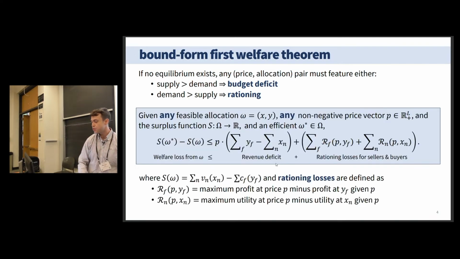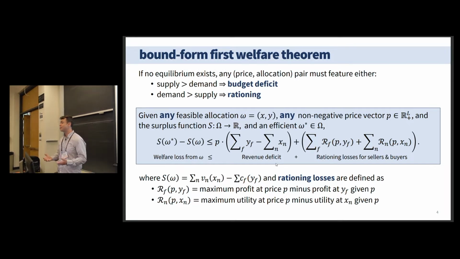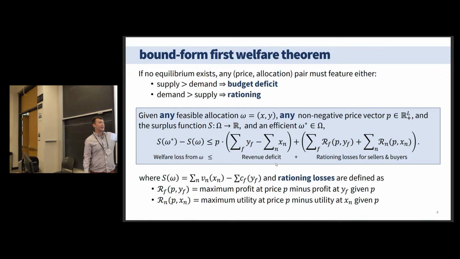And it turns out that those two possibilities exactly characterize the inefficiency of an allocation. So we're going to measure inefficiency here using the usual surplus function, the sum of the buyers' values minus the sellers' costs. The bound form first welfare theorem states that given any feasible allocation omega and any non-negative price vector p, we have that the welfare loss at allocation omega, so that's the difference between the efficient surplus and the allocation surplus, is no larger than the sum of the revenue deficit, so the budget deficit at the price allocation pair, and the rationing losses for buyers and sellers.